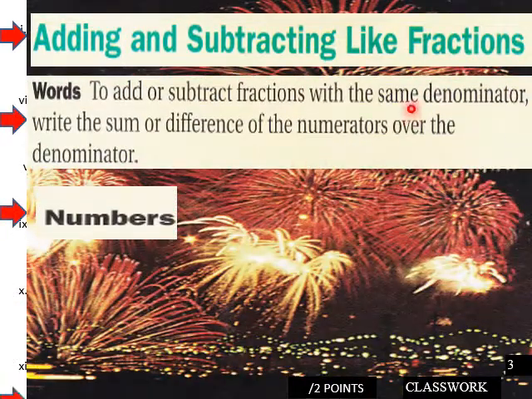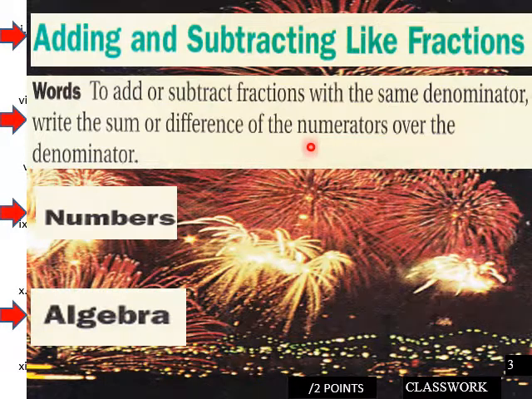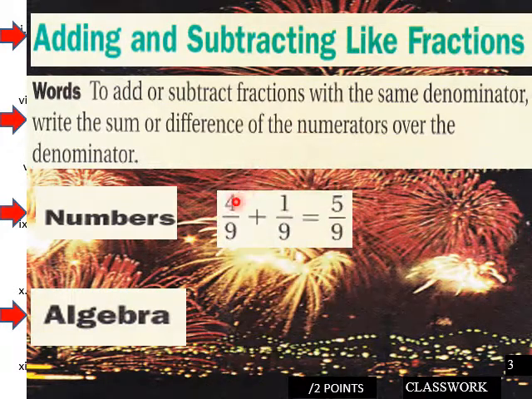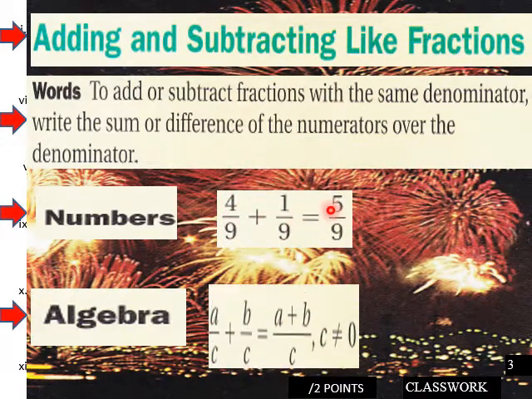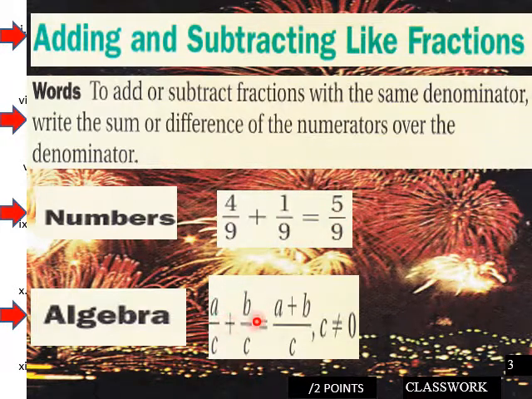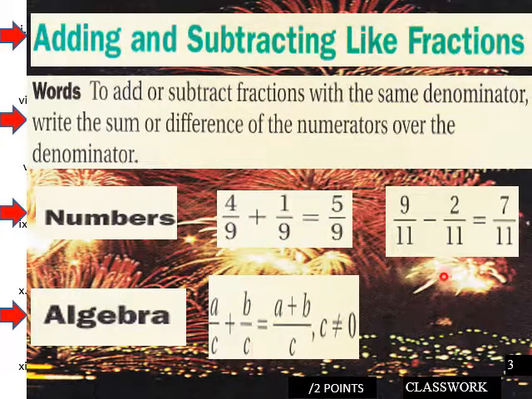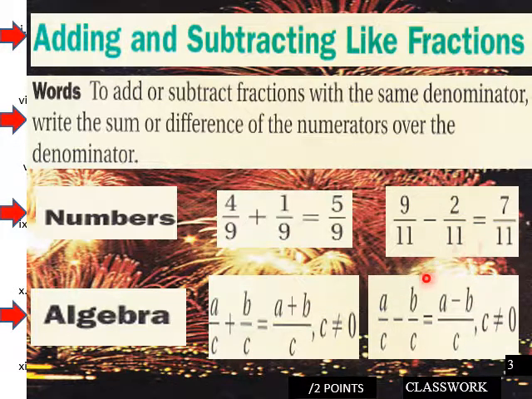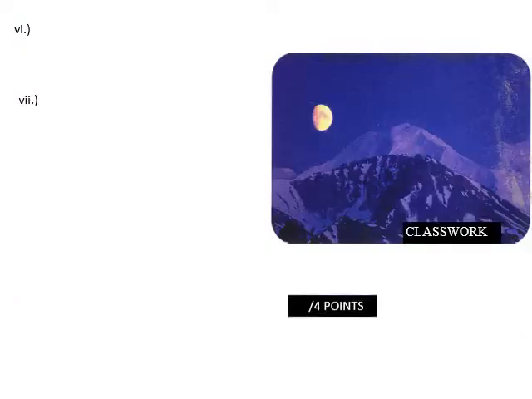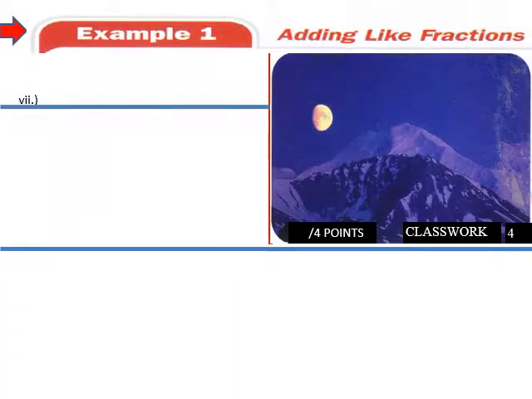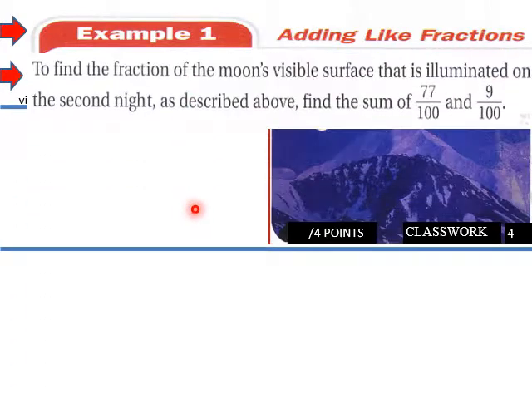To add or subtract fractions with the same denominator, write the sum or difference of the numerators over the denominator. 4/9 plus 1/9 equals 5/9, so a over c plus b over c would be a plus b over c. 9/11 minus 2/11 would be 7/11, so here would be a minus b over c. And this is your situation here. Classwork sheet page C. Okay, into our first example here, and here's your moon.